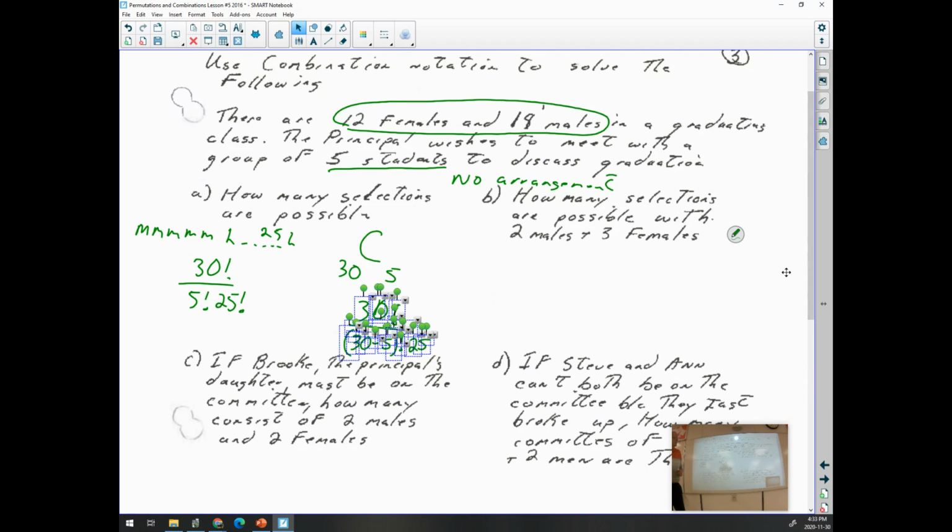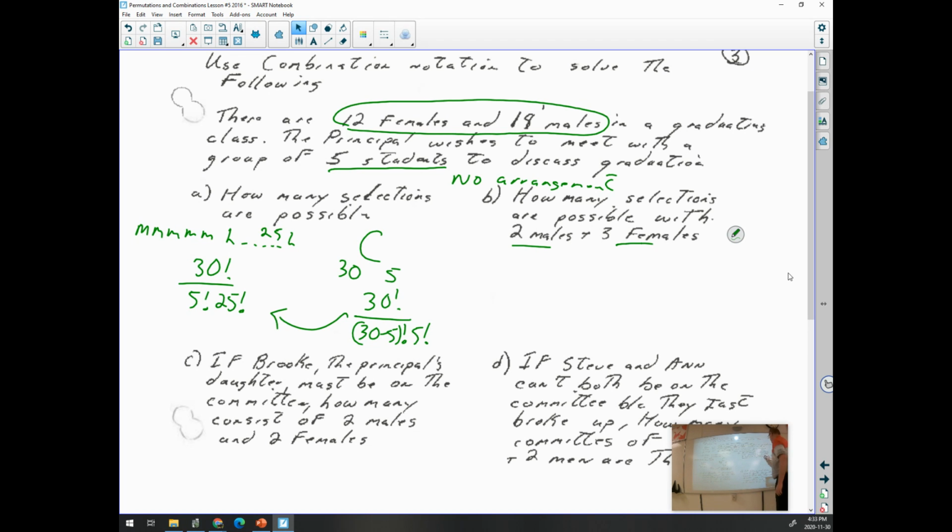30 factorial over 30 minus 5 factorial, 5 factorial, which we have over here, although the order that I did it was a little bit different. We're still going to do the same process that we did before.